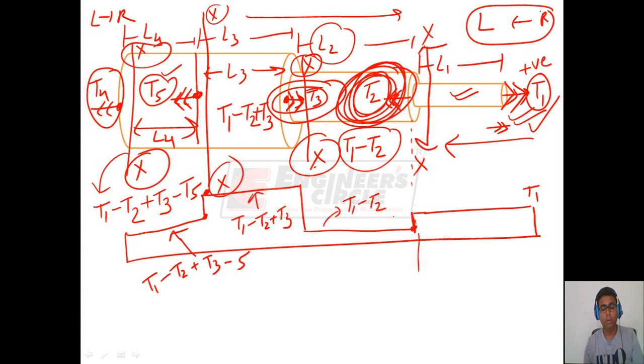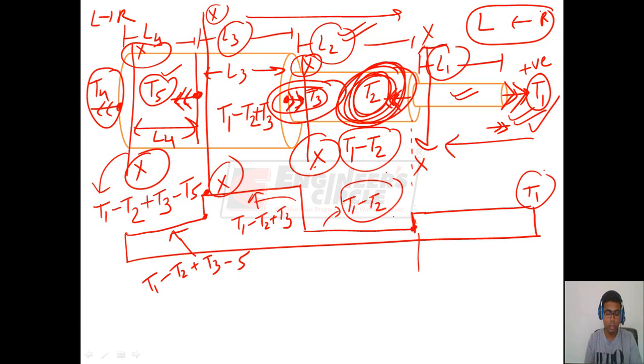So we have found the value of internal torque on all the portions of the shaft. For portion L1, the internal torque is T1. For portion L2, the internal torque is T1 minus T2. For portion L3, this is the internal torque. For portion L4, the internal torque is this.